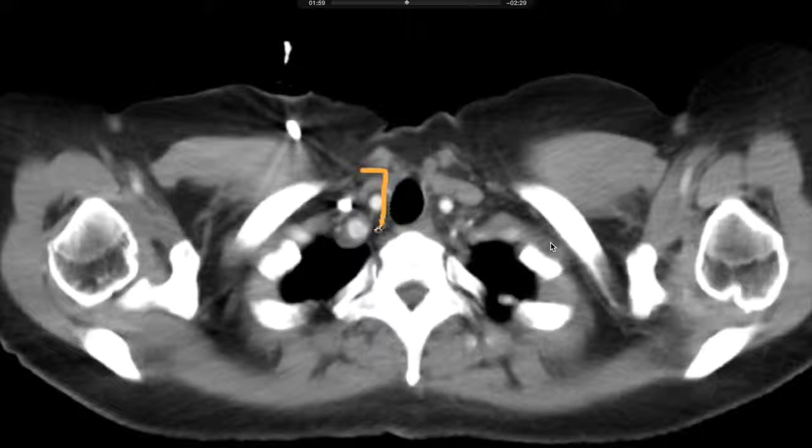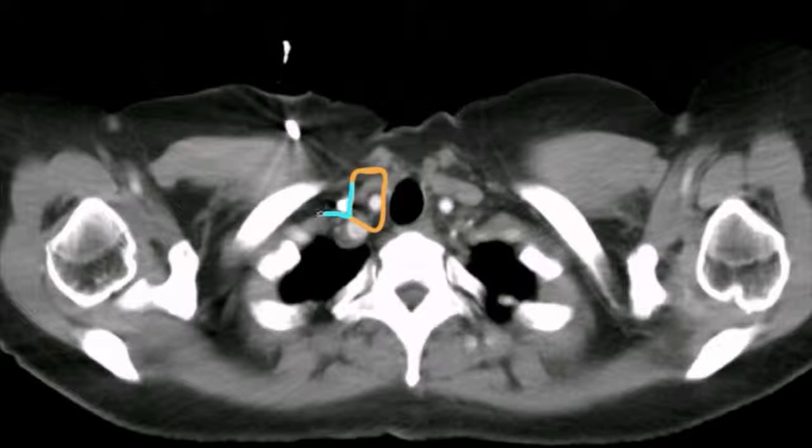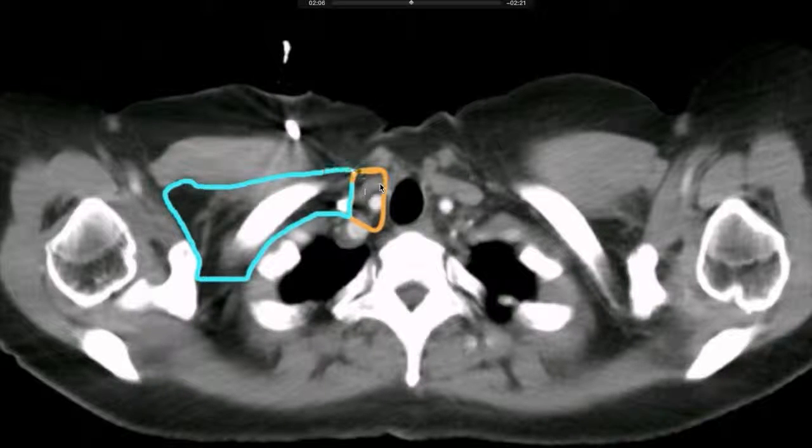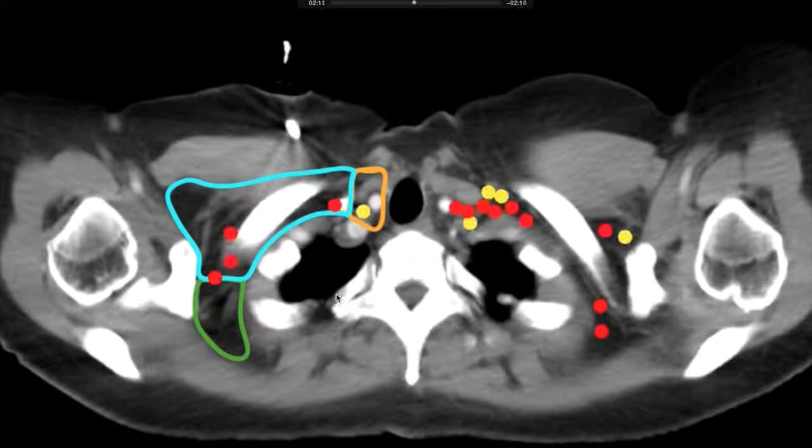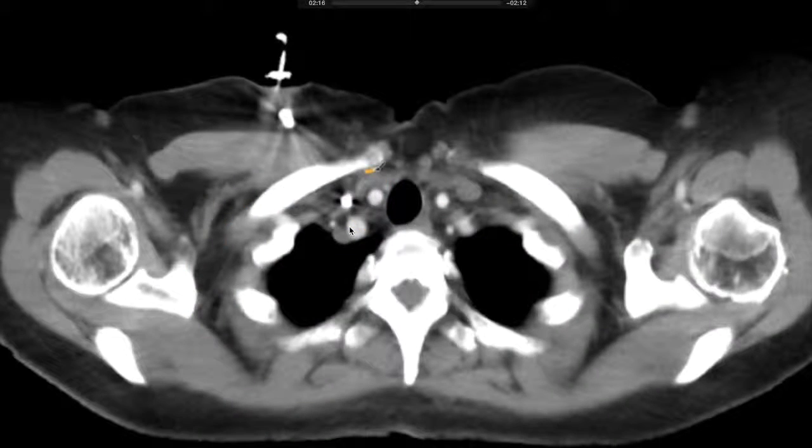Moving down 3 more slices, continue to cover the medial SCV all the way to the posterior sternocleidomastoid, including the strap muscles such as the sternothyroid here, because some recurrences do occur anterior to the strap muscles. At this level, you can see the subclavian artery after it branches from the brachiocephalic on the right or from the aorta on the patient's left.